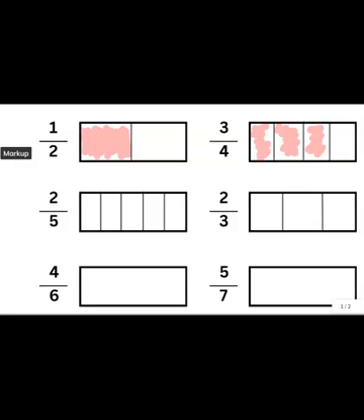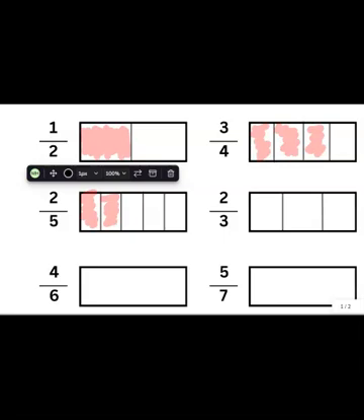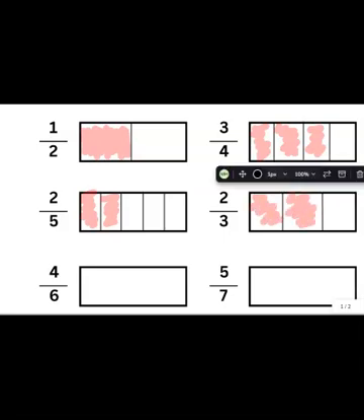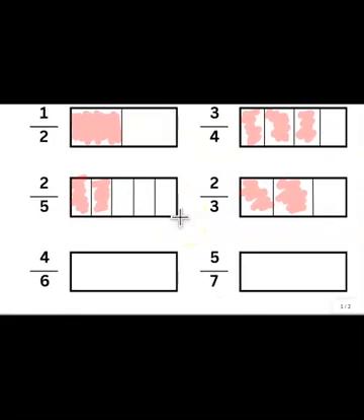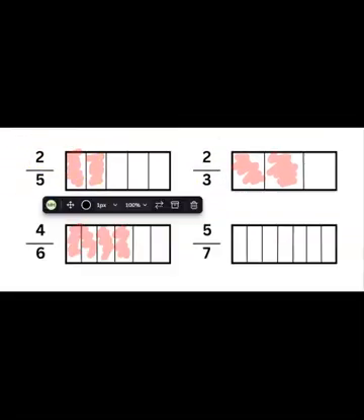On the fraction that says 2/5, you should have split your rectangle into 5 pieces. Once you split it into 5 equal pieces, you are going to color in 2 of those pieces to show 2/5. The next fraction should be cut in 3 pieces to show thirds, and it wants us to color in 2 of those squares to show 2/3. Go ahead and try the last 2 fractions and then push play when you're ready to check your answers.